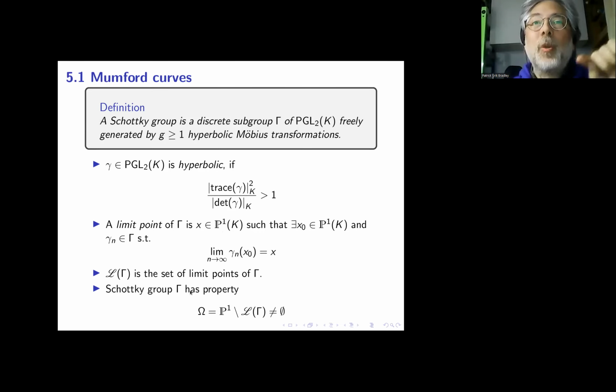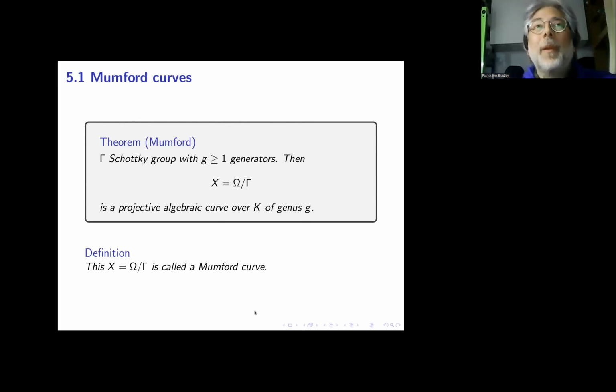And a Schottky group has the property that not all projective line points are limit points. So there exist points in the projective line which are not limit points, and actually this is an open condition. So your space omega is quite big. The space L of gamma is then quite small.